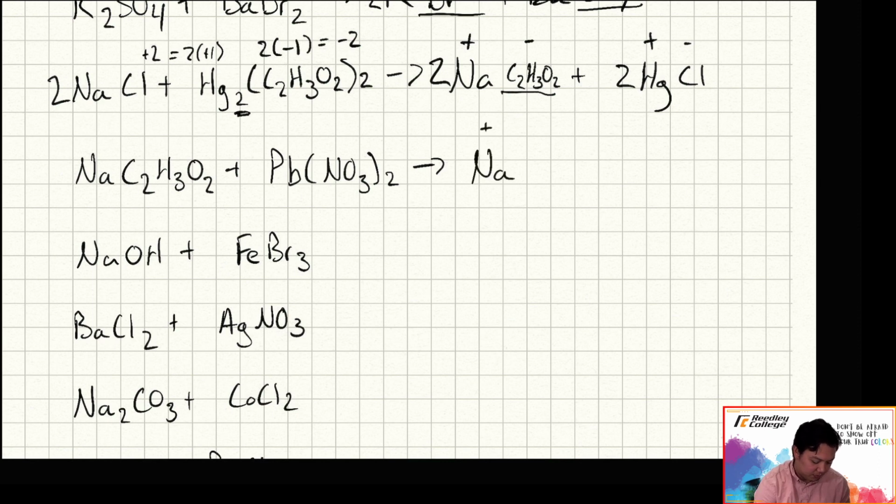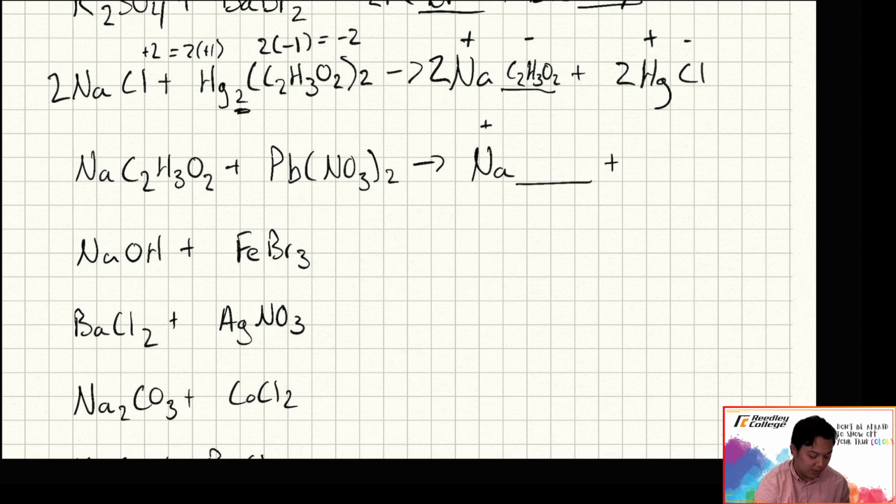So again, we got sodium, plus charge. And we're going to have that with one of our anions, the other anion, really. And we've got lead. And again, we need to determine the charge on lead. This is where knowing your polyatomic anions is very helpful, so you don't have to look up that nitrate is a 1 minus charge. Because we have 2 of those, the charge on lead is going to be a 2 plus. So we do a 2 plus over here.